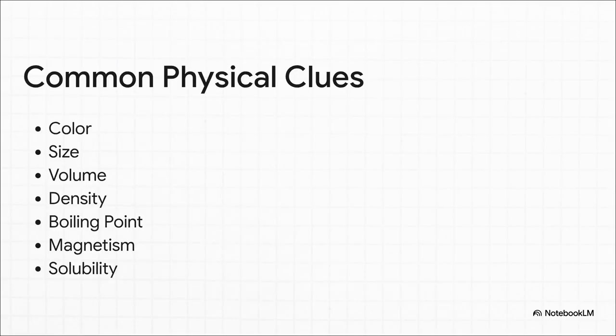So here's our detective's toolkit of physical clues. You've got the really straightforward ones like color and size, but then there are others that need a closer look, like density. That's just how tightly packed the matter is. Or solubility, which is a fancy way of asking, will it dissolve in water? You know, like how salt just disappears in soup.